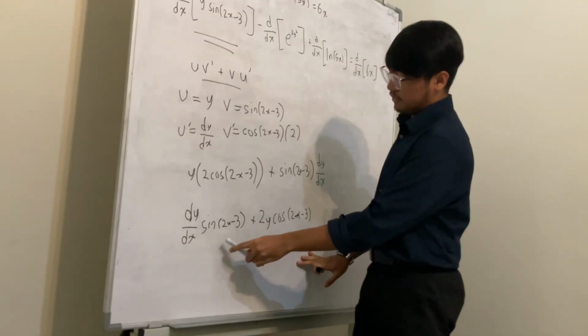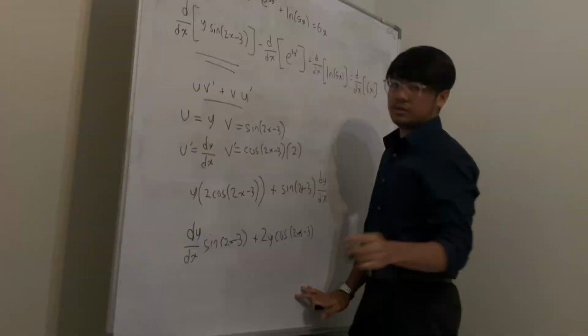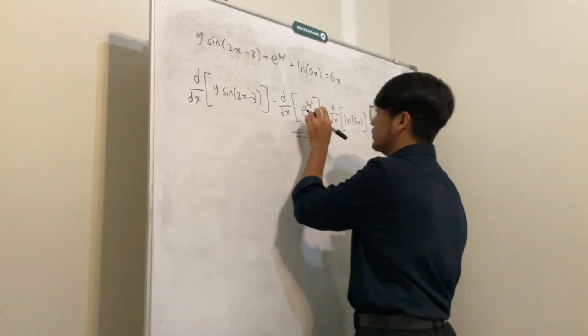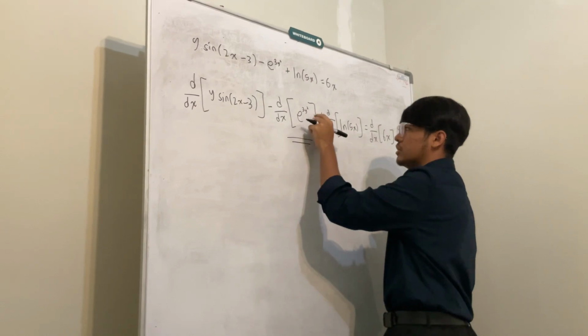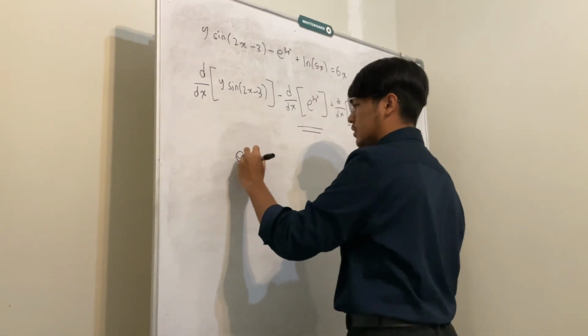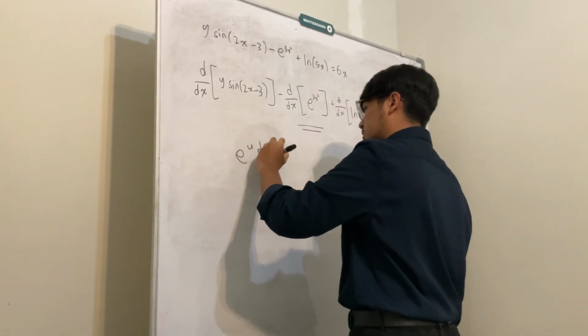So this is the final answer for this one. We substitute the power with u, but if we substitute it with u, we have to also multiply it by du/dx, like this. Okay, so first, e^u du/dx.